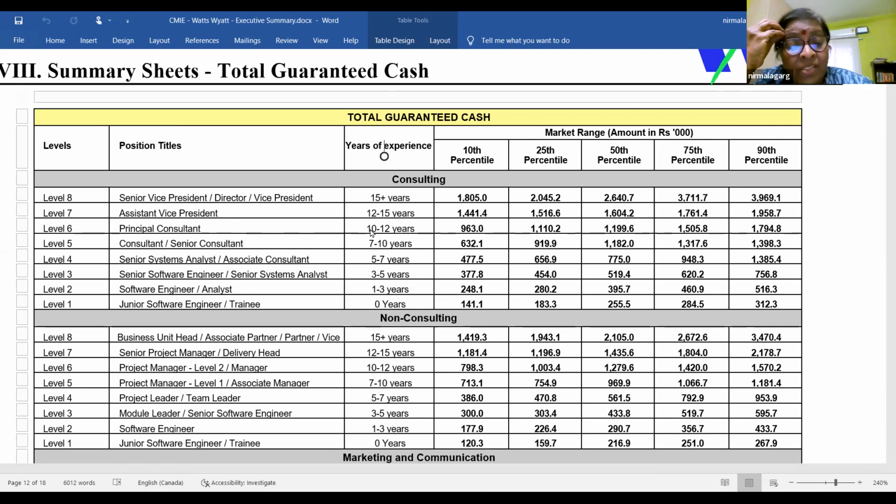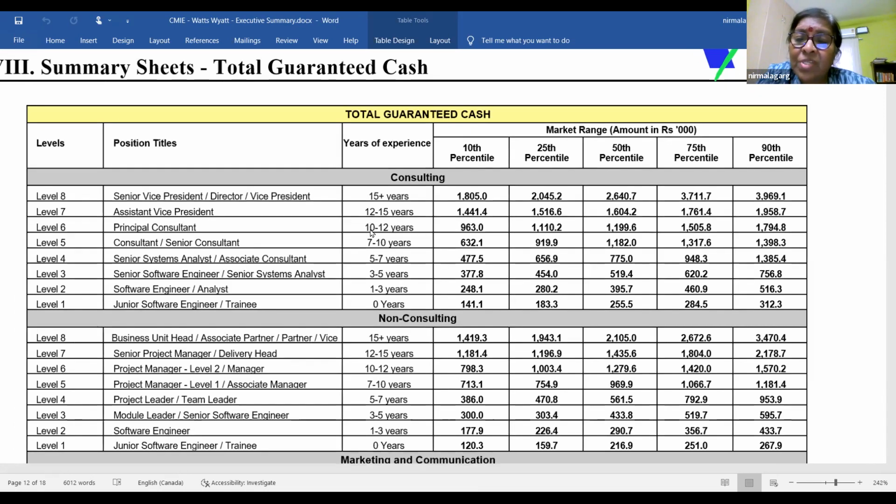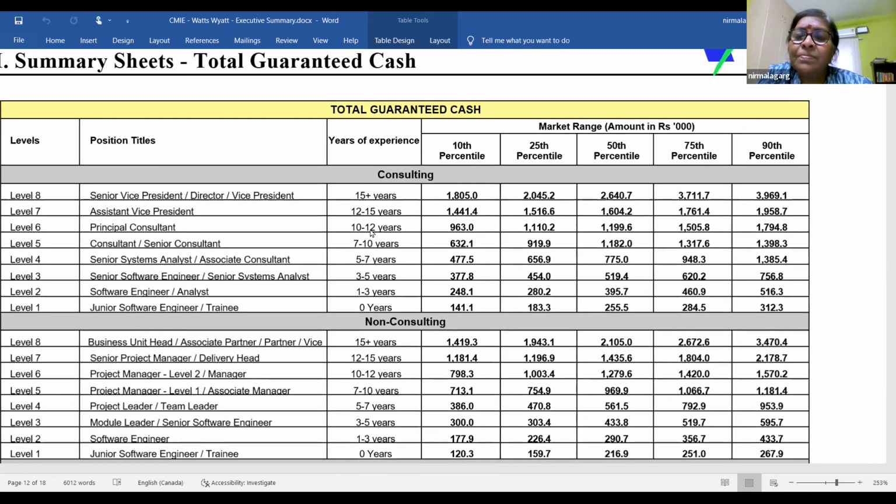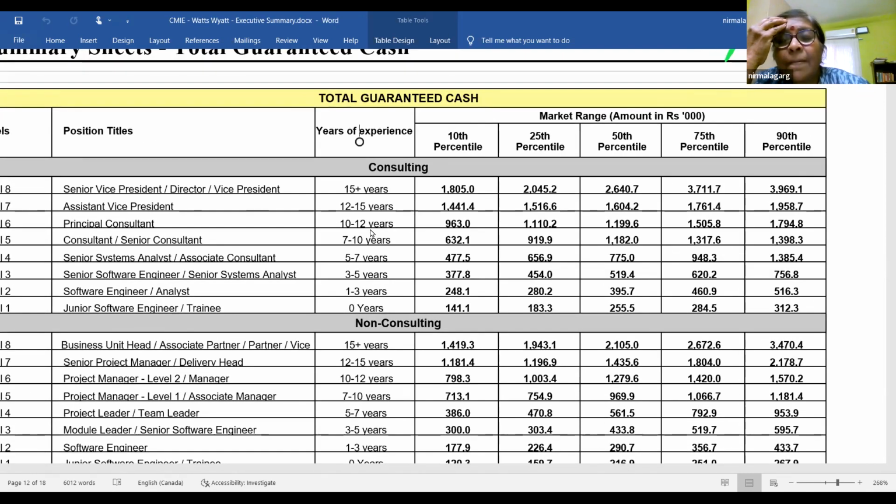Now, step 2, what is the salary of my assistant vice president? Say, for example, my assistant vice president is getting a salary of about 16 lakhs. Now, what will I do? I will find out at what percentile my assistant vice president is. So I will look for where the data is with reference to 16 lakhs. Can you see where it is? Can you see my cursor?